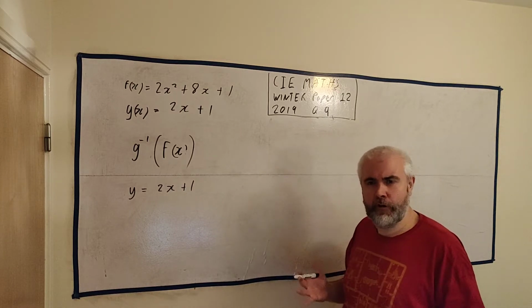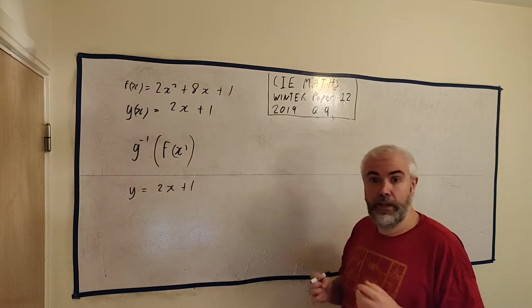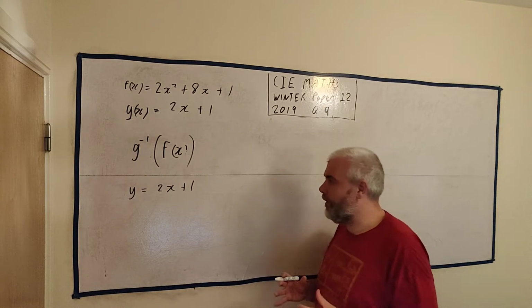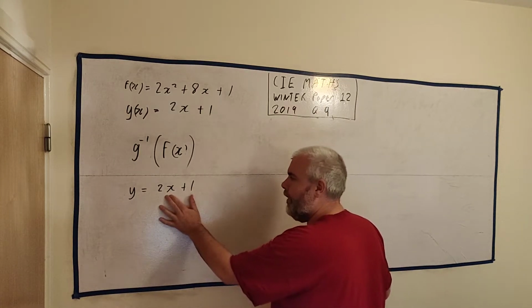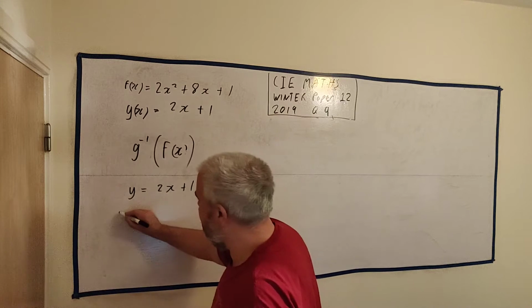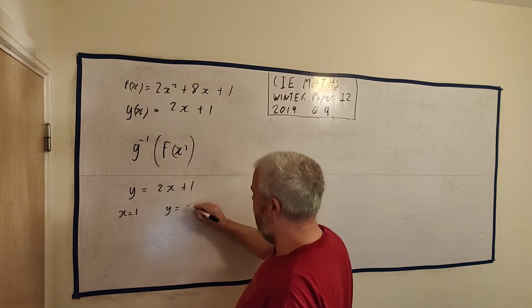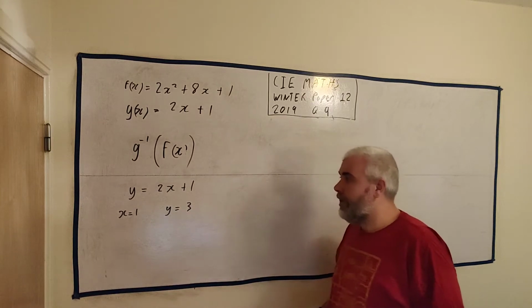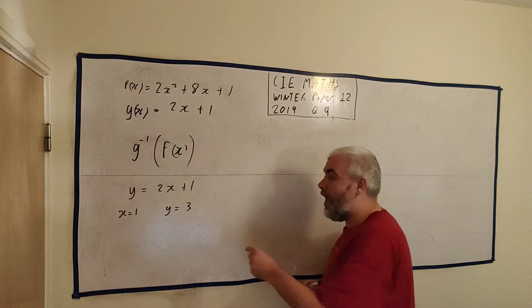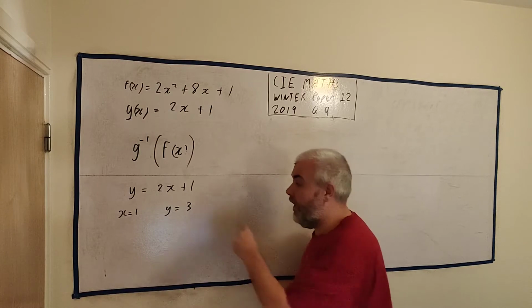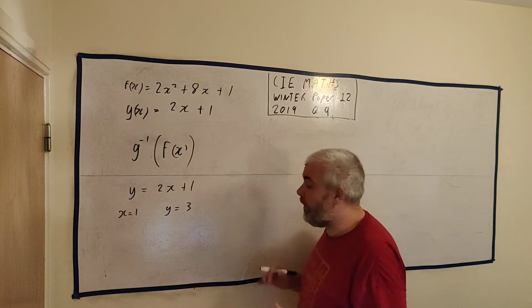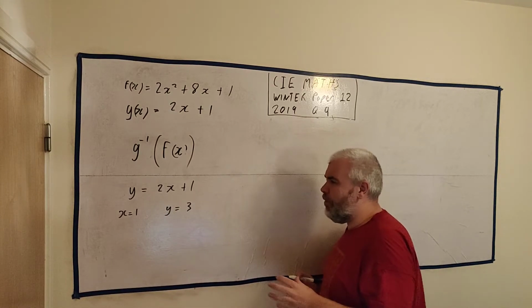Or really, they want a function that, if you put in the number that you know y to be, gives you x. So for example, if I put 1 in, I get 3 out. So x equals 1, y is equal to 3. They want a function that when I put 3 in, I'll get 1 out. And they want it to work every single time. So how do we do that?